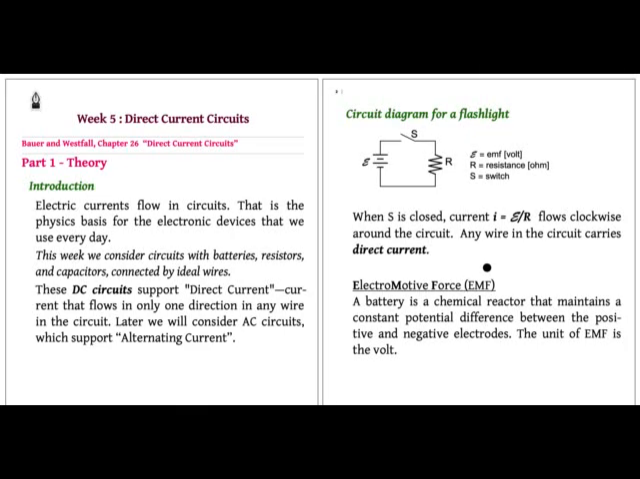We've studied the theory of electric current, and now this week we'll consider an application of that theory to circuits. This will be direct current circuits. And later in the semester we'll consider alternating current circuits. So this is chapter 26 in the textbook by Bauer and Westphal. And part one will be on the theory.